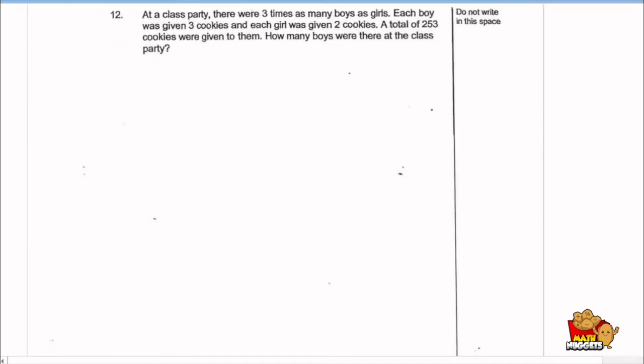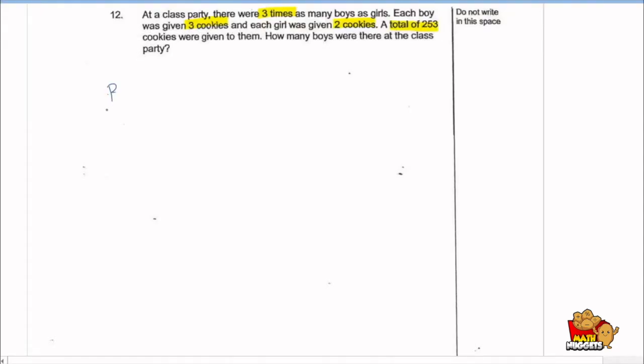Question 12. This is units times value, or a set question. Now how do I know it's units times value? We know 3 times. This tells me the units. We know the boys 3 cookies, the girls 2 cookies. This tells me the value. And next I know the total value, 253 cookies.